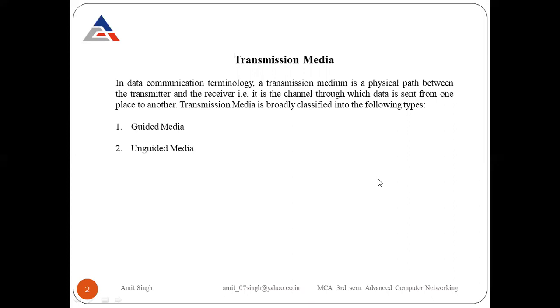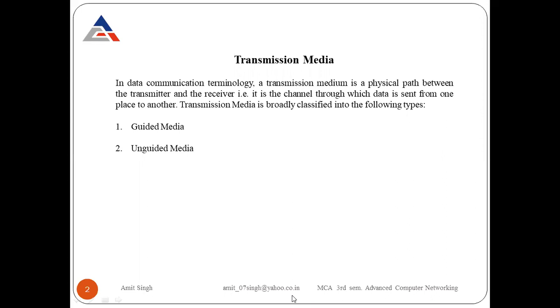Transmission media is broadly classified into the following types. We can categorize it into two categories: the guided and the unguided. So, what is transmission media? Basically, whenever two systems want to communicate with each other, they send some messages, they send some data, they receive some data, and they use some type of medium to send that data. That particular medium is known as the transmission medium, from where the data travels from the sender side to the receiver side.